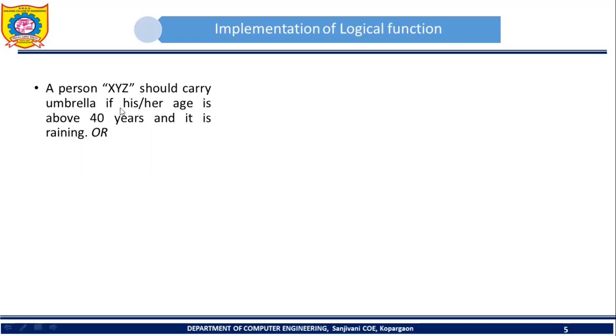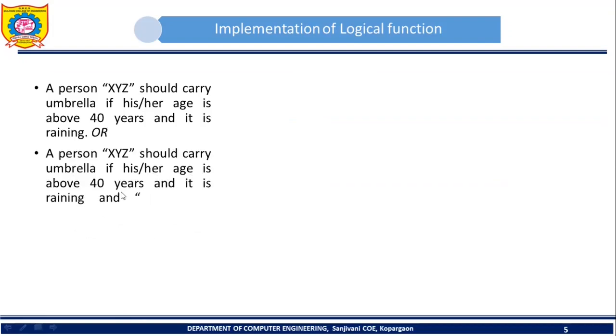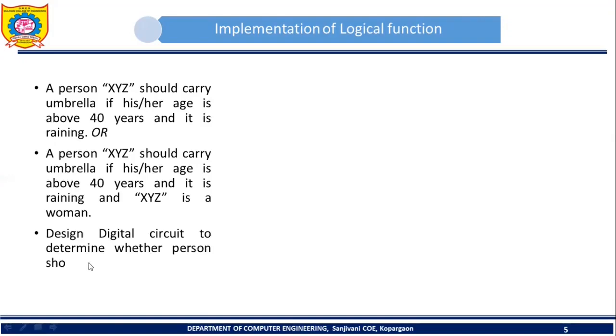So what is that condition? If his or her age is above 40 years and it is raining. Or, one more condition is given. A person XYZ should carry an umbrella if his or her age is above 40 years and it is raining and XYZ is a woman. So here we have given this problem statement and it is asked to design a digital circuit to determine whether the person should carry an umbrella or not. Now we want to design a digital circuit for this particular problem.